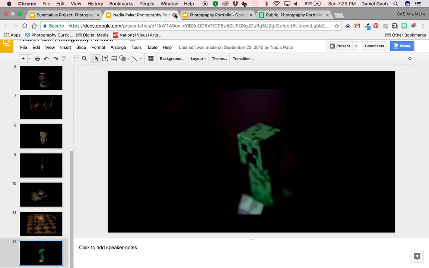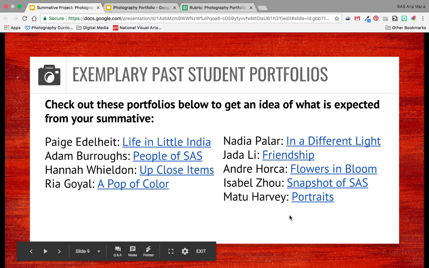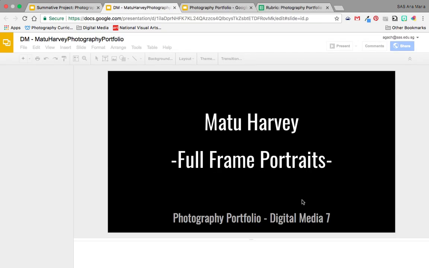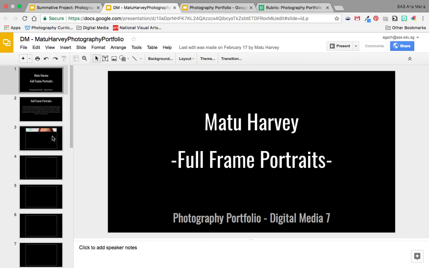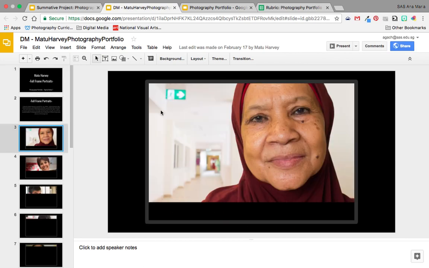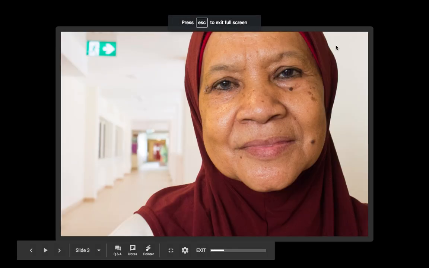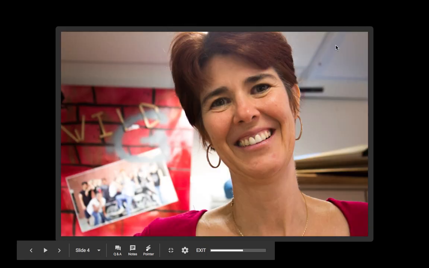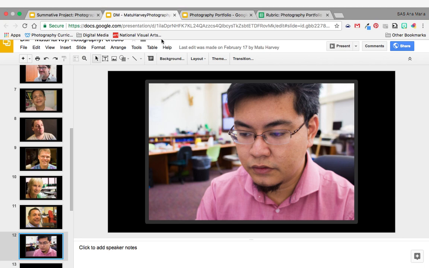So that's one option there. We also have some really strong ones. These were some portraits of people around SAS that he's a current 8th grader now, Matu Harvey, took. And what I really liked about these portraits and what made them stand out is that they were people that usually don't get photographed. And he wasn't afraid to get close to people and capture their personalities and talk to them. So these are just some things that you guys need to take time and think about. How do you want to capture people or things in your portfolio?